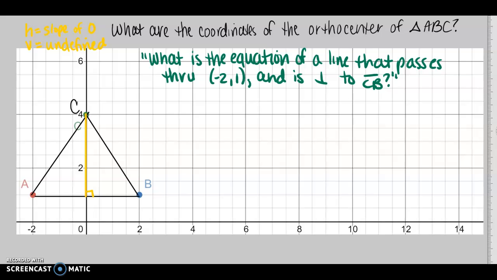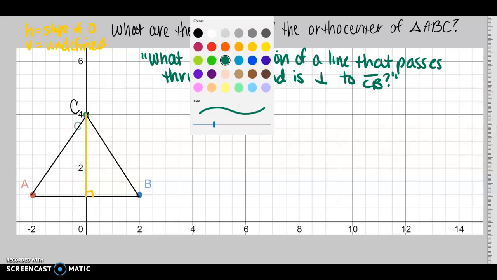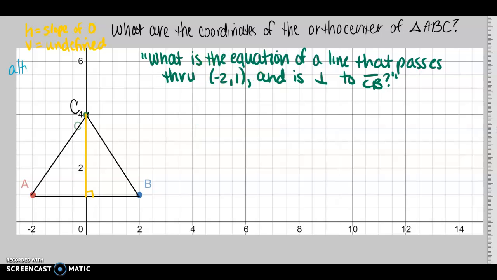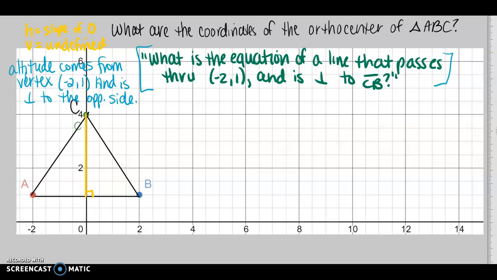The altitude goes from the vertex to the other side, and it is perpendicular to the other side. So an altitude comes from the vertex, which is point A in this case, so that's -2, 1, and is perpendicular to the opposite side. That's exactly what this is saying, just in a different way: the equation of a line that passes through the vertex A and is going to be perpendicular to the opposite side, which is CB.